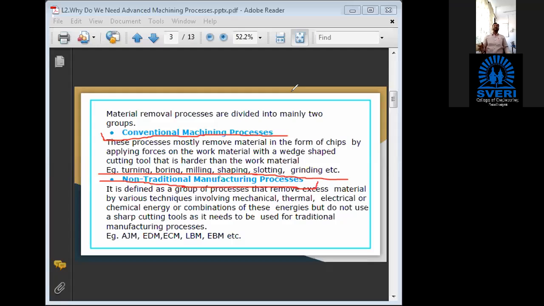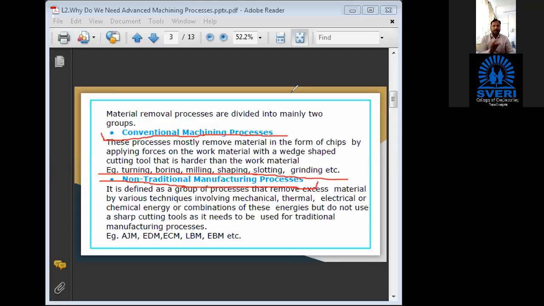Okay, so due to that only material removal will occur. That process is called non-conventional or non-traditional machining. Our subject totally depends on this process. No physical contact between your tool and work is the basic fundamental of non-conventional machining. Once again, I will repeat: no physical contact between tool and your work.